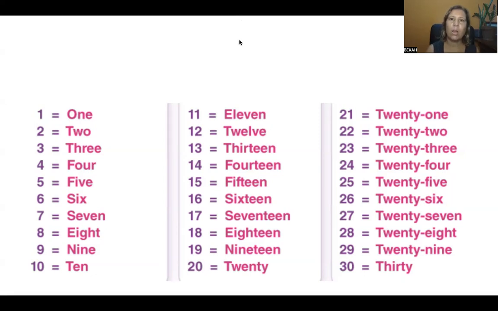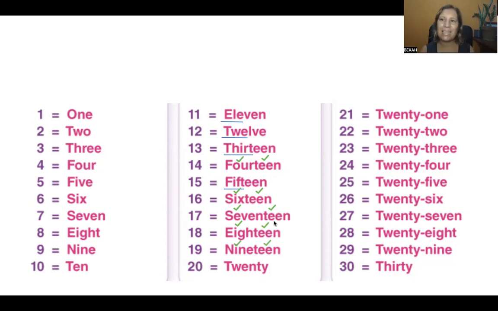Okay, so these numbers are a little irregular. We need to memorize them. 11, 12, 13, 15. These numbers are just the number with teen. The number with teen, right? So they're easy to remember.